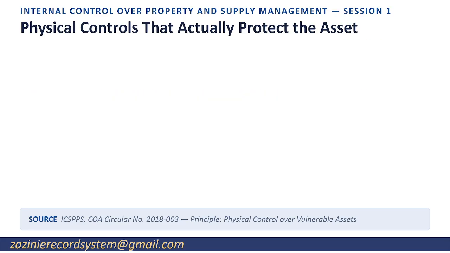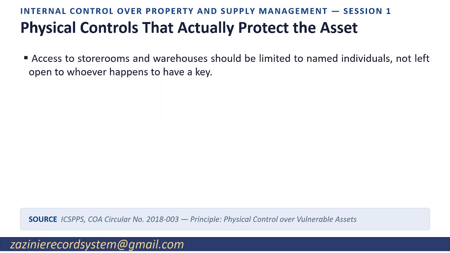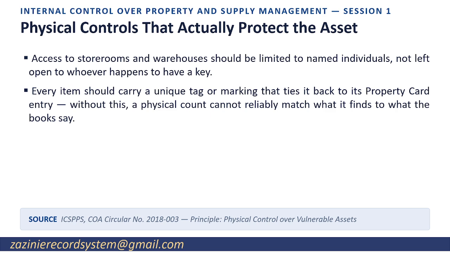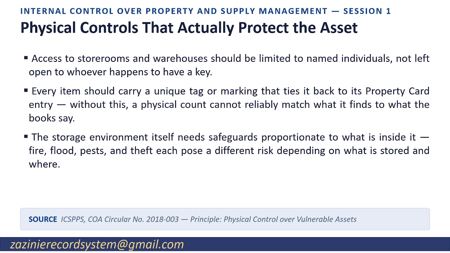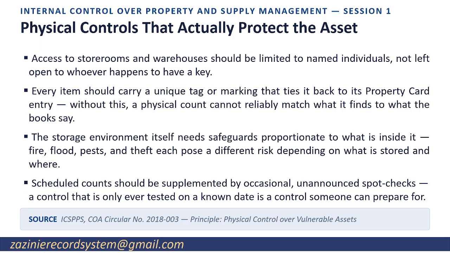Physical controls that actually protect the asset. Access to storerooms and warehouses should be limited to named individuals, not left open to whoever happens to have a key. Every item should carry a unique tag or marking that ties it back to its property card entry. Without this, a physical count cannot reliably match what it finds to what the books say. The storage environment itself needs safeguards proportionate to what is inside it. Fire, flood, pests, and theft each pose a different risk depending on what is stored and where. Scheduled counts should be supplemented by occasional, unannounced spot checks. A control that is only ever tested on a known date is a control someone can prepare for.